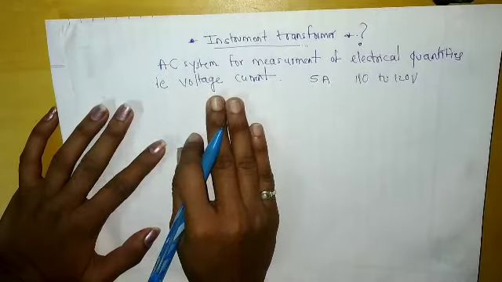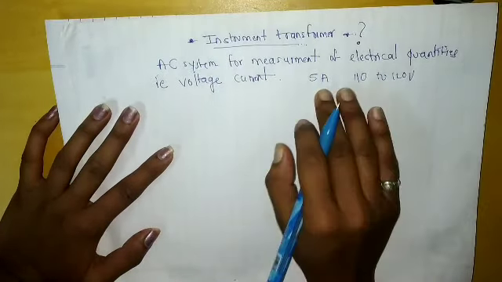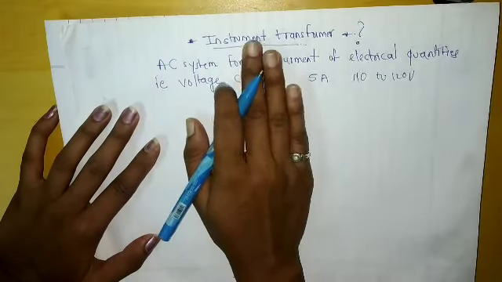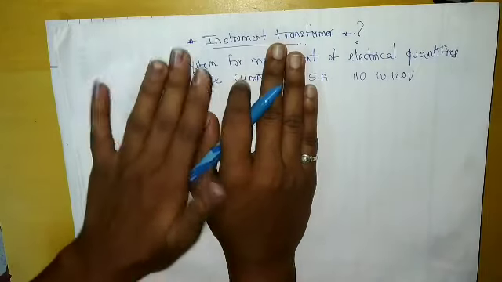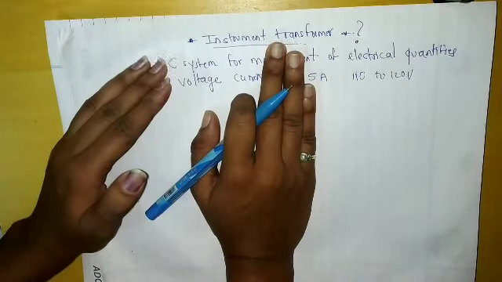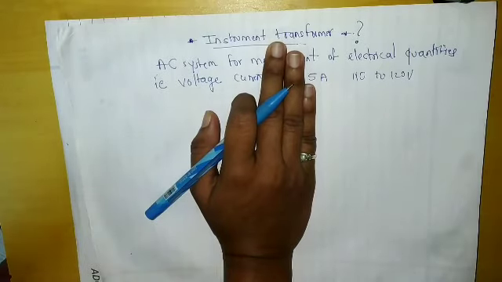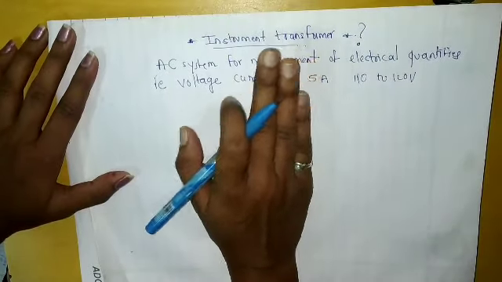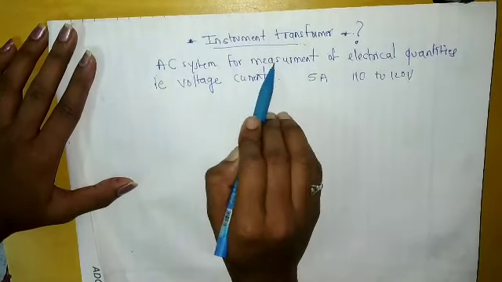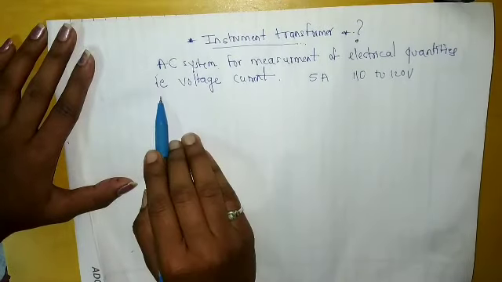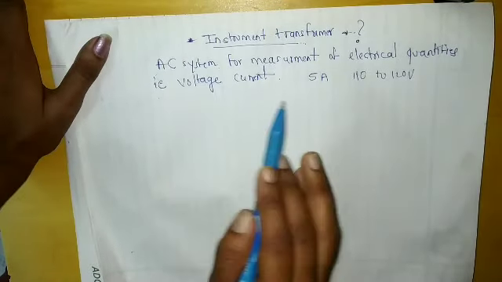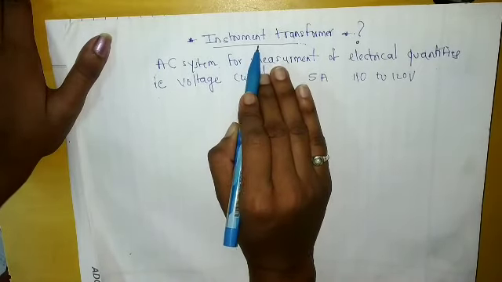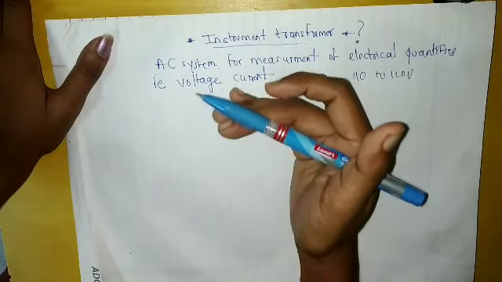So we need to measure higher voltage and higher current. We cannot use our regular ammeter and voltmeter. So what do we require? We require instrument transformers. Are you getting the point? Whenever we need to know the higher values of current and voltage, we require instrument transformers. So basically instrument transformers are used in AC system for measurement of electrical quantities, that is voltage and current. We know step down and step up transformer. So what is the basic function of this instrument transformer? To step down AC voltage and AC current.